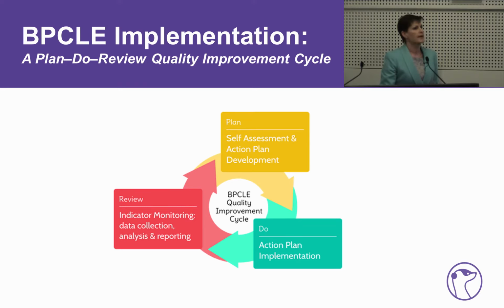Of course, it is a plan, do, review, quality improvement cycle, where the planning phase is the self-assessment and action plan development, the doing phase is action plan implementation, and the reviewing phase is everything to do with the indicators. But knowing that it was a plan, do, review, quality improvement cycle didn't really help us with our problem, which was how do you self-assess against the framework?